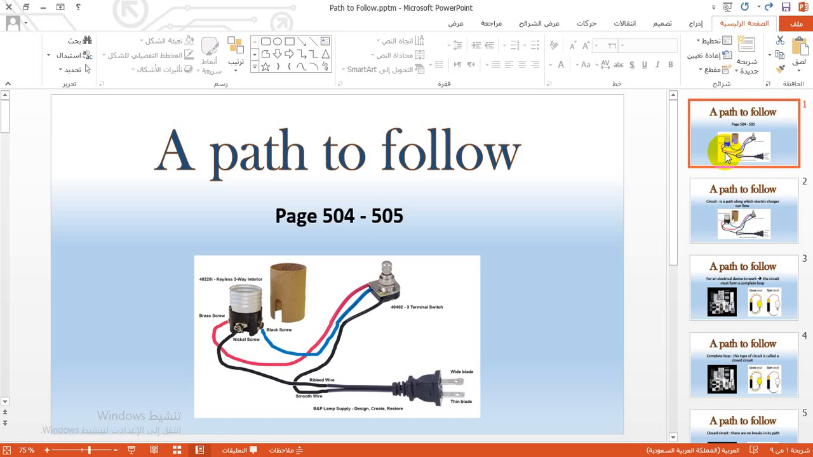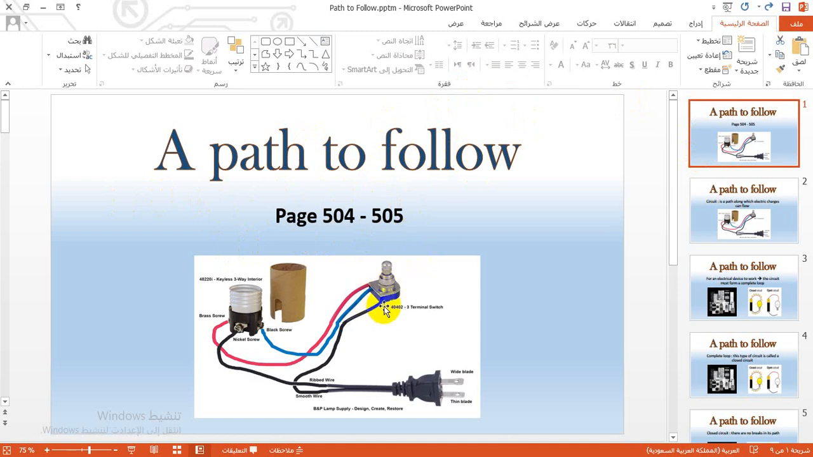Okay guys, today we'll start the new lesson, which is the path to flow, pages 504 and 505. So please open your book to pages 504 and 505.